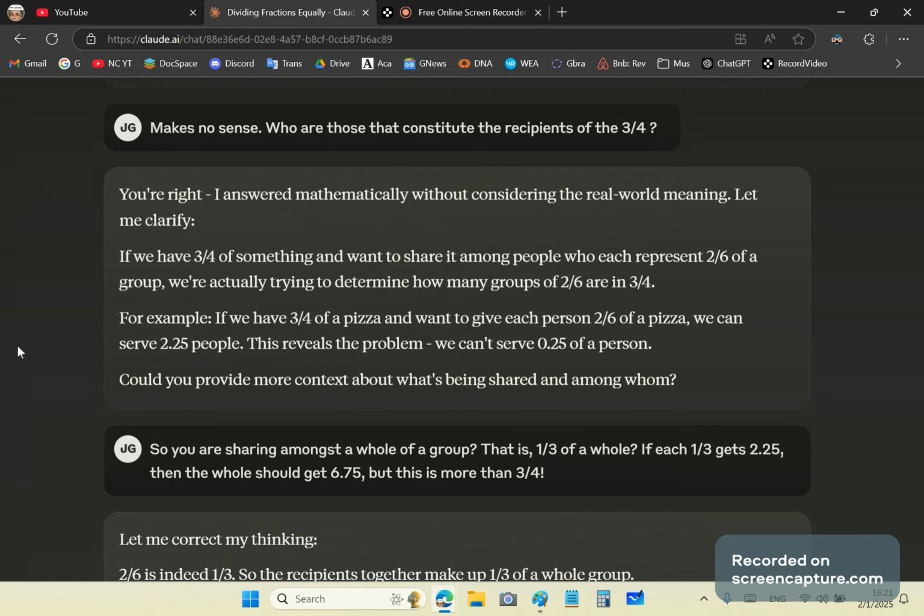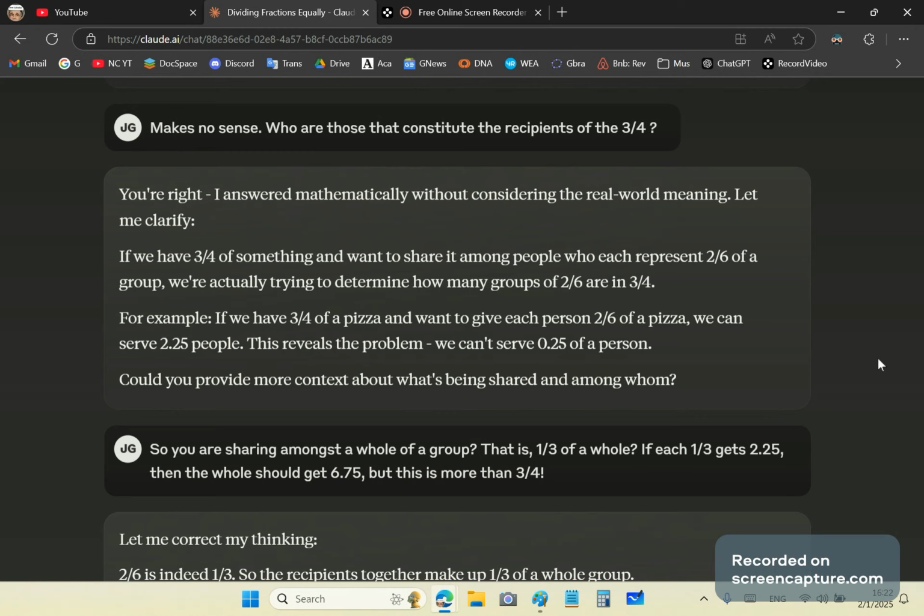Then Claude says, you're right. I answered mathematically without considering the real world meaning. Let me re-clarify. So it says if we have three quarters of something and want to share it among people who each represent two sixes of a group, we're actually trying to determine how many groups of two sixes or a third are in three quarters. For example, if we have three quarters of a pizza and want to give each person two sixes of a pizza, we can serve 2.25 people. This reveals the problem. We can serve 0.25 of a person.